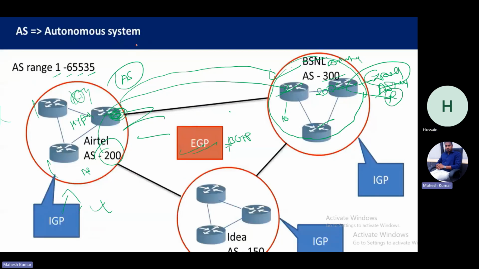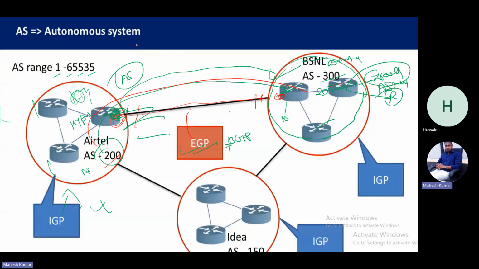Yes, sir. This router is connected with this router, correct? Yeah, means Airtel to BSNL via this link. So if you configure RIP, EIGRP or OSPF on this interface and this interface from this side, by using this IGP protocol, you cannot establish communication with a different AS number, like AS number 200 and AS number 300. For that, to establish communication between two different AS numbers, you need to configure it here on this interface and this interface of the router.